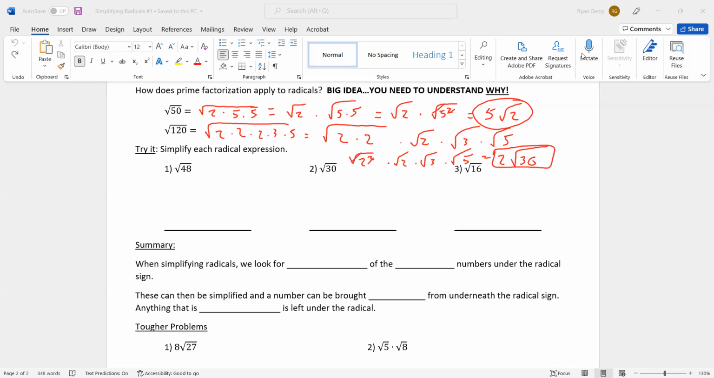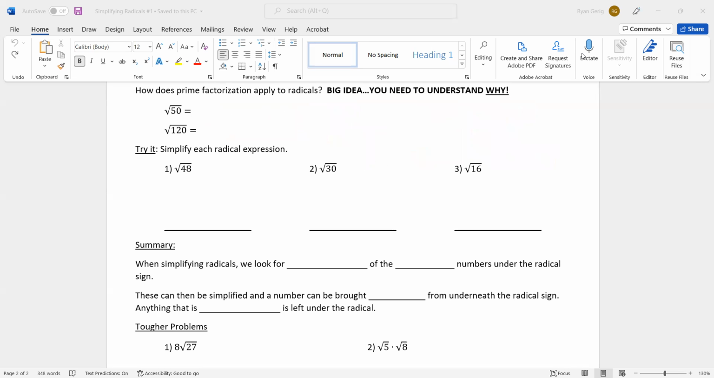And that's the simplified version of the square root of 120. Okay. Got 3 more here, and then more after that. So simplify each radical expression. This is what you're going to have to do on your own in class.